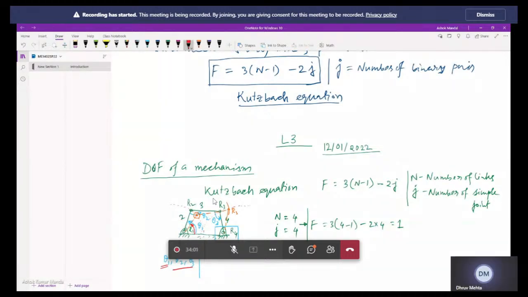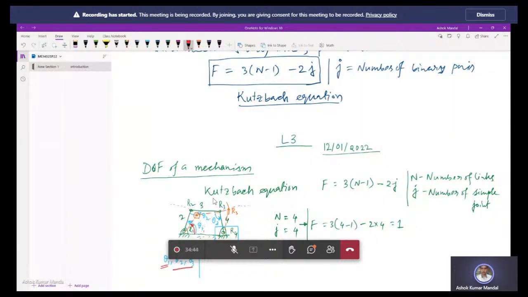Yes, you can have two possibilities. That's a good question. One must understand the question. He is saying about two possibilities. Yes, you can have two possibilities mathematically, but once your mechanism is working, you cannot suddenly go from this position to another position. You cannot jump from one position to another position.